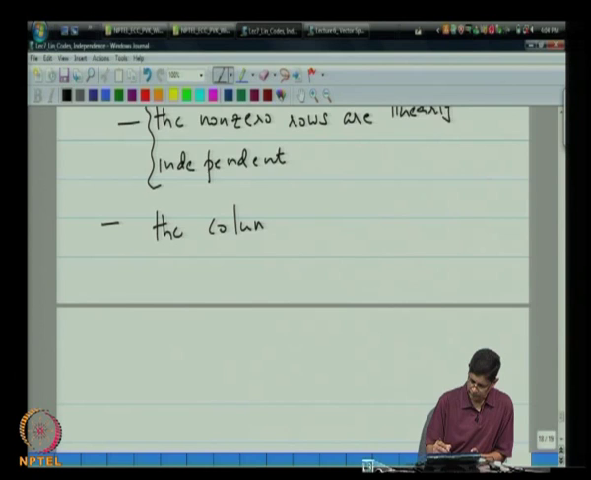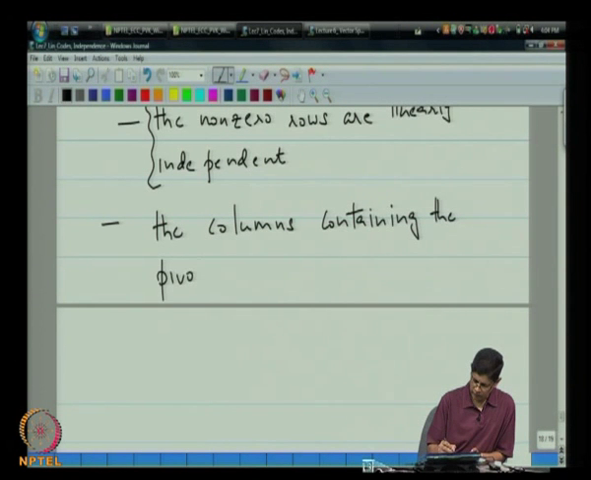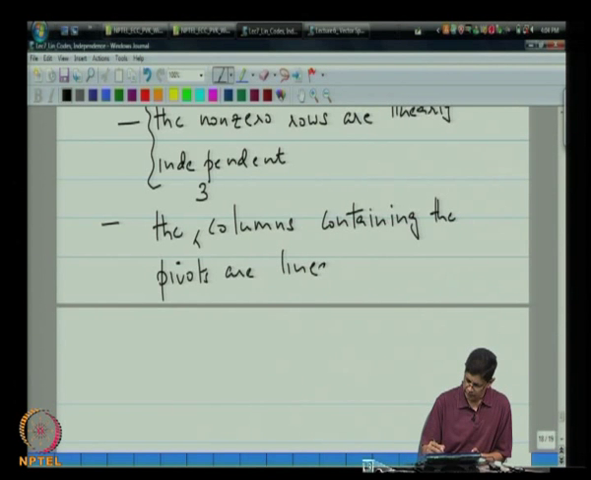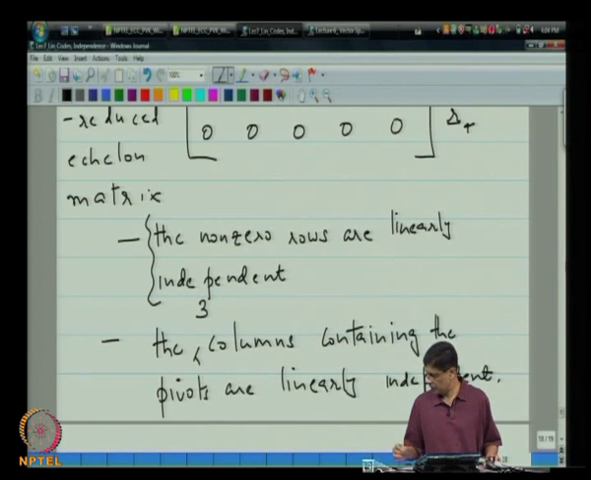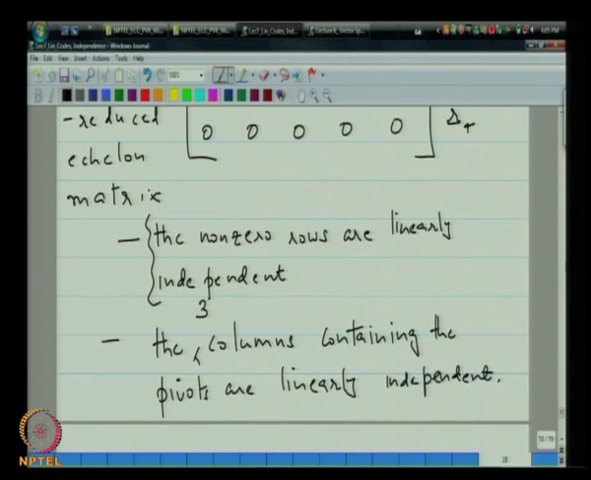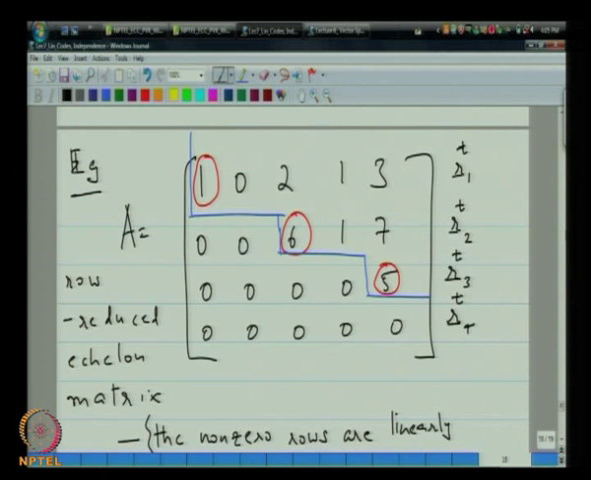The columns containing the pivots are linearly independent. So, let me put down that they are linearly independent. Okay. All right. So, that's it for this example. So, this is example 2.